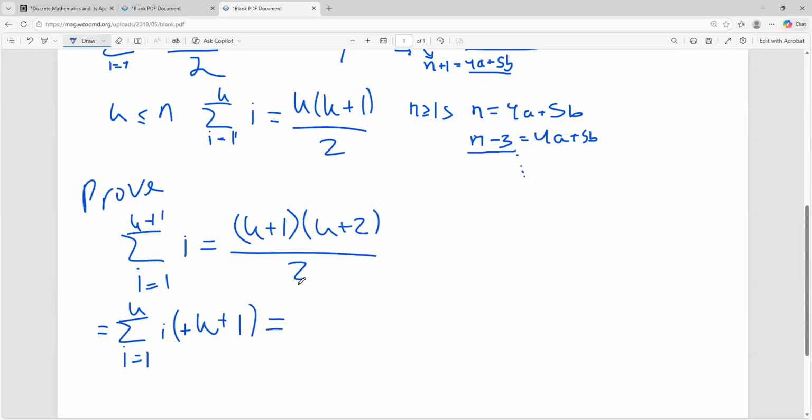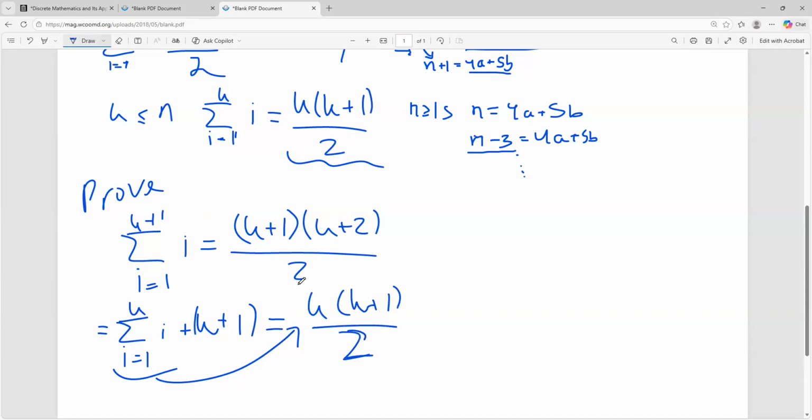What do I know? This portion right here, we already assumed is this. So that's k times k plus 1 over 2 plus k plus 1.